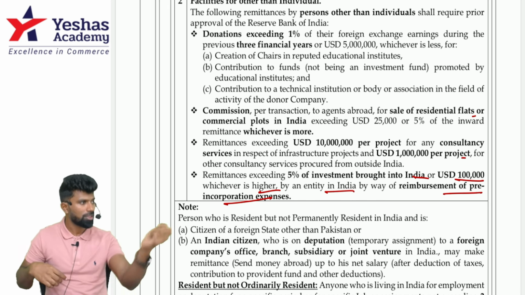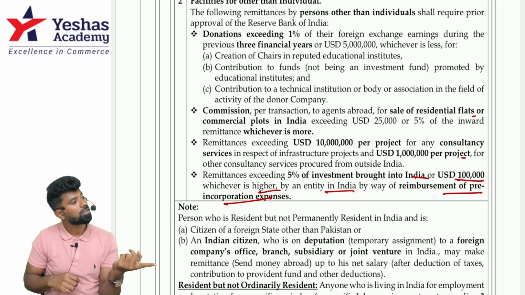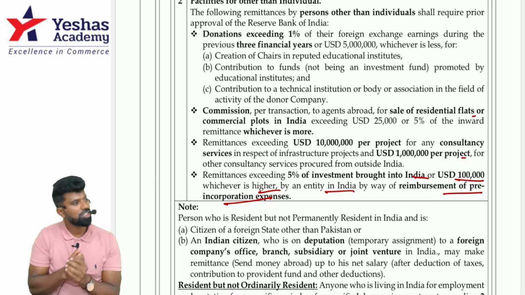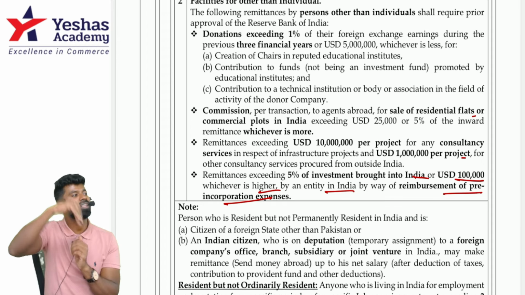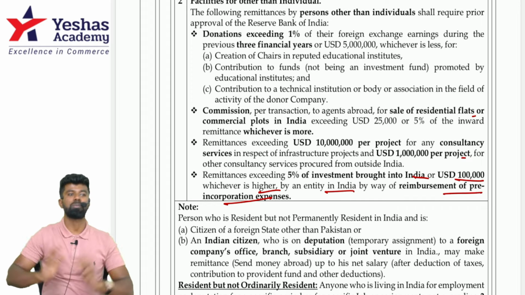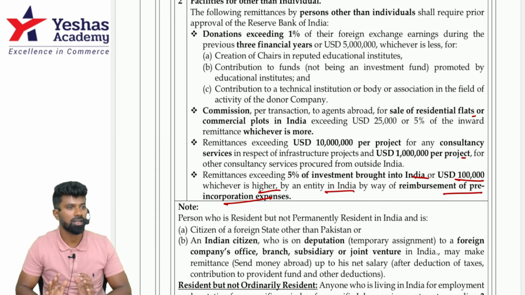5% of the investment brought to India or 1 lakh US dollar, whichever is higher. Exceeding that requires whose approval? RBI's approval. These are the current account transactions.